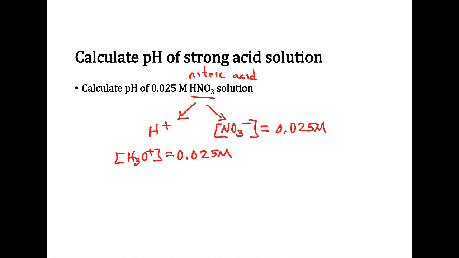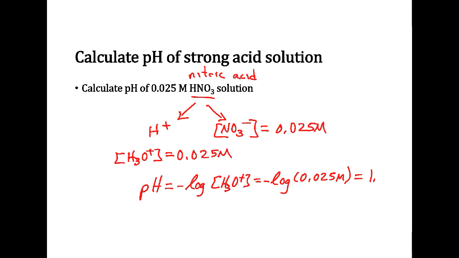If we want to find the pH of this strong acid, we'll just use our equation. pH is equal to negative log of the concentration of hydronium. We'll plug this in: negative log of 0.025 molar. Whenever we plug this in, we'll get a pH of 1.6. This will be true for all strong acids that are monoprotic.